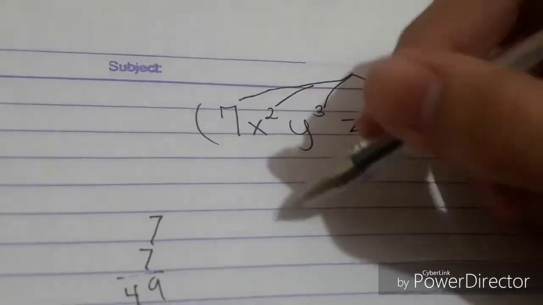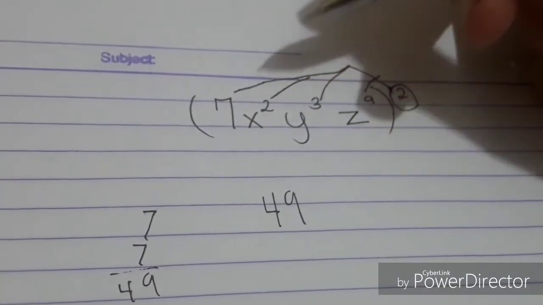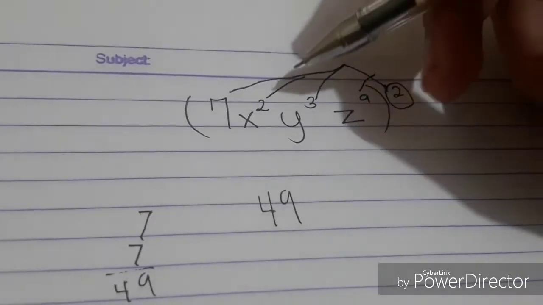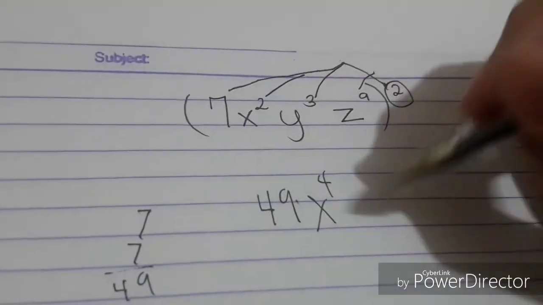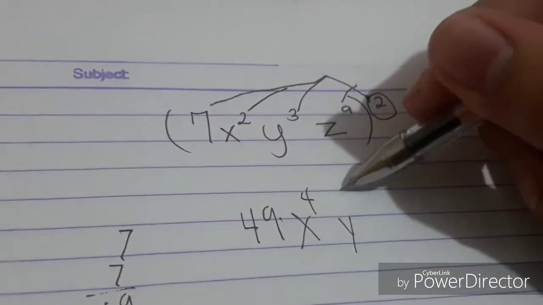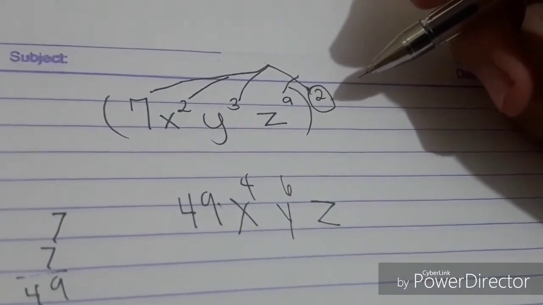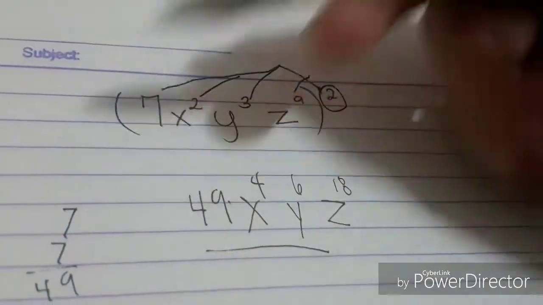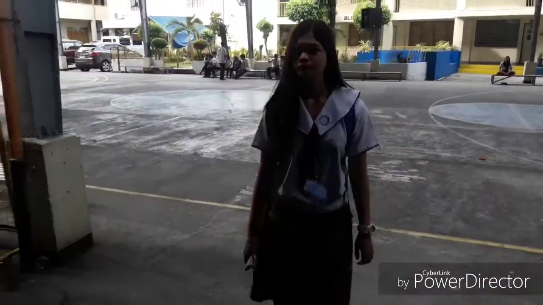So let me write this down. 49 x squared right here, or shall we say 2 times 2 is equal to x4, while y cubed right here is 3 times 2, which is 6, and z is 2 times 9, which is 18. This is how we got the answer, by multiplying this and these. Let's go back to Tam, shall we?